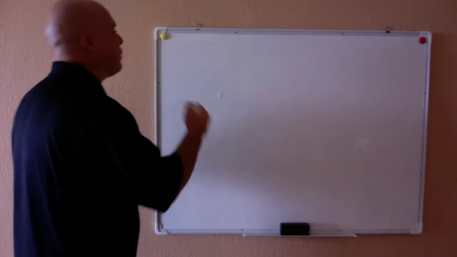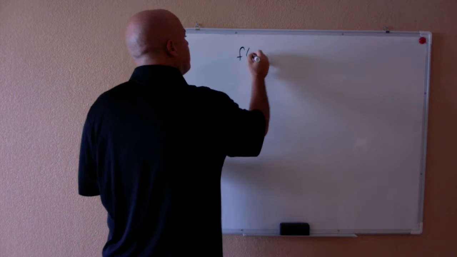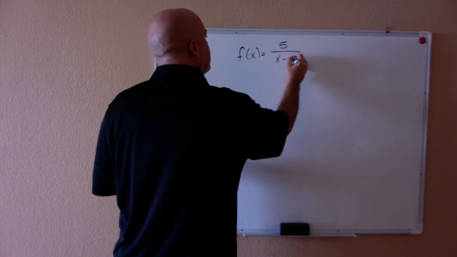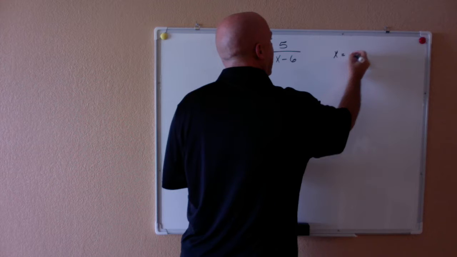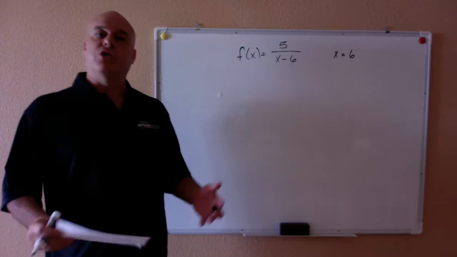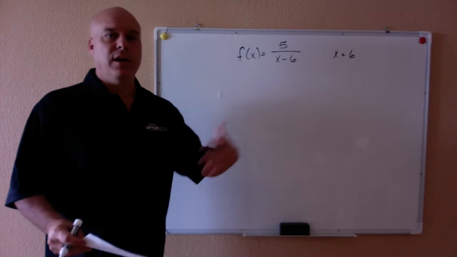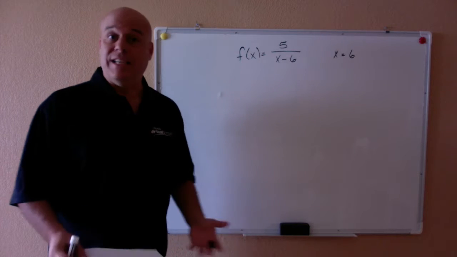So the first one that we're going to look at, let's look at the function f of x equals 5 divided by x minus 6. And we're going to see if that's continuous at the point x equals 6. Okay, so the first thing that I want to check is, does this function exist? Can I plug in 6 into the function and actually get a result?